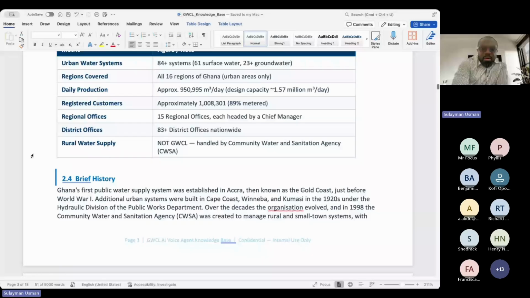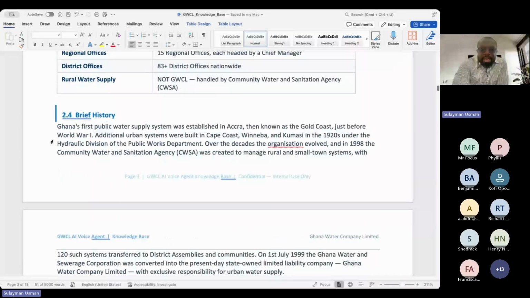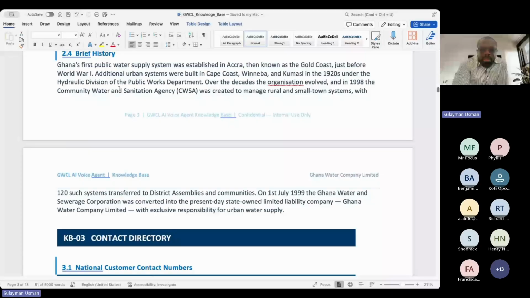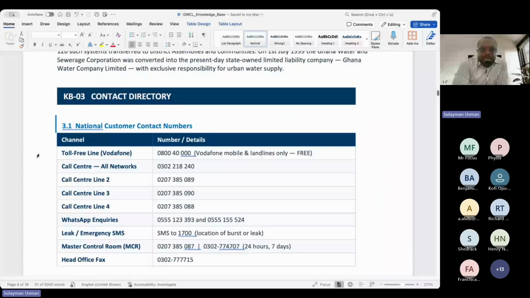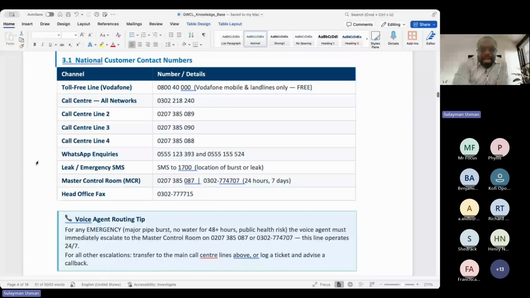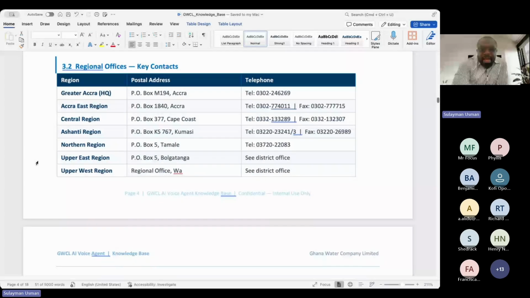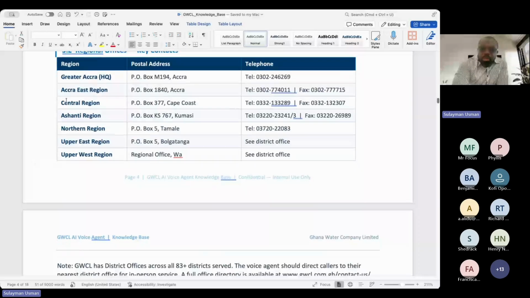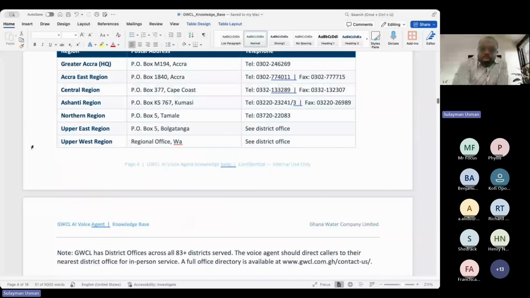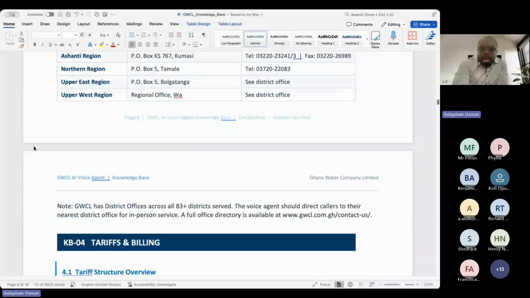Now you talk about the history of the company. You give the AI that brain, that information, the contact directory. We have all the contact directories that Ghana Water has. We have the regional offices. So basically the AI is going to use this information. If someone calls from the Ashanti region, the Northern region, the Upper East, Upper West, it knows what to do, and it knows how to route that particular issue.